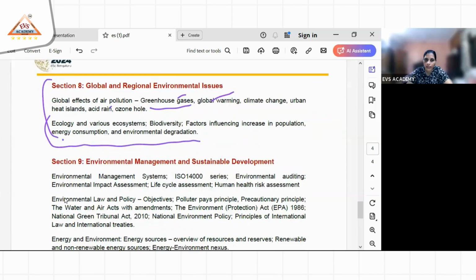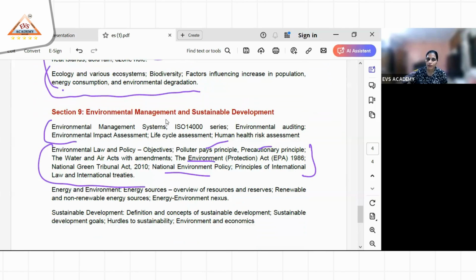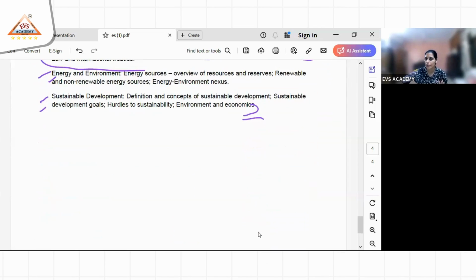And ninth is environmental management and sustainable development, in which we have to study the different types of laws which are basically for the environment, like the polluter pay principle, EPA, and national environment policy. This one includes environmental management. The Indian Standard Organization has given the ISO 14000 series for environmental management systems, environmental auditing, and energy, different types of energy, renewable and non-renewable, and sustainable development in detail. So this is about the syllabus.